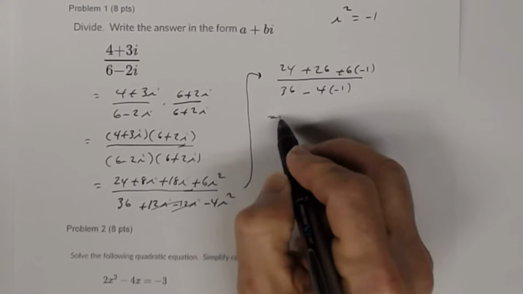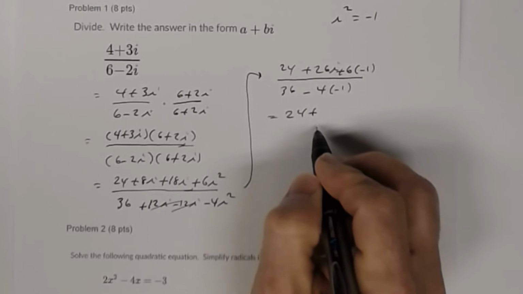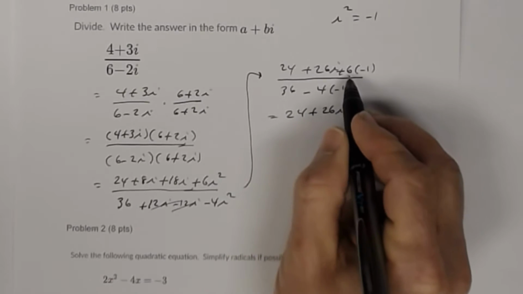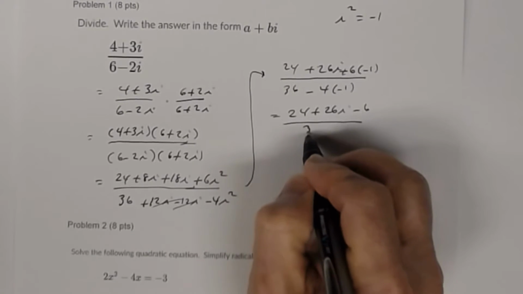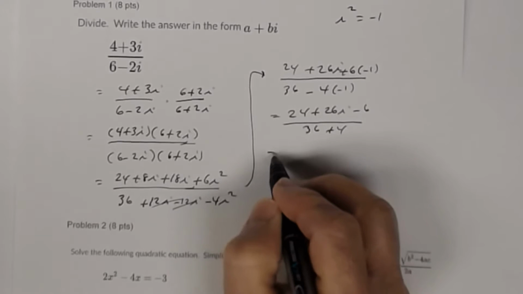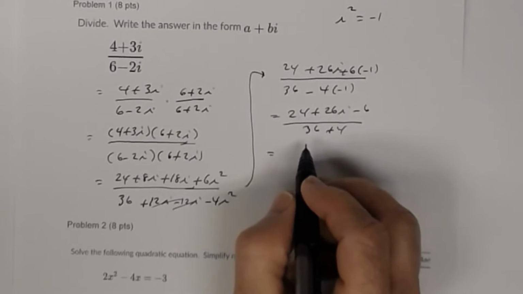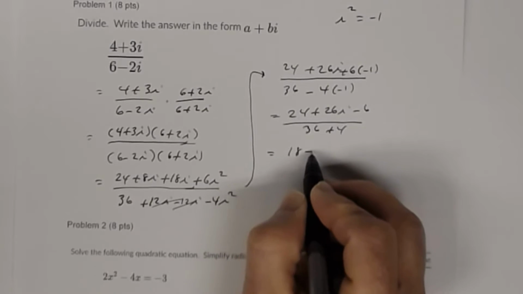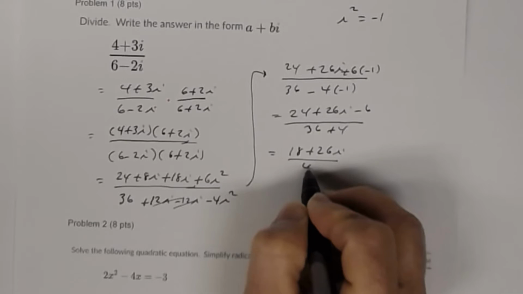Simplifying what I can in the numerator, I have 24 plus, and that's supposed to be 26i by the way, plus 26i. 6 times a negative 1 is a negative 6, divided by 36, and then negative 4 times negative 1 is a positive 4. Then 24 subtract 6 is going to give us 18 plus 26i divided by, and then 36 plus 4 is 40.